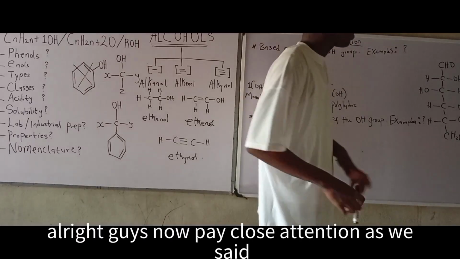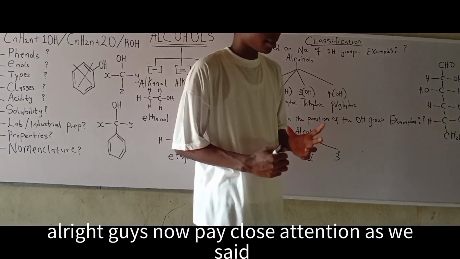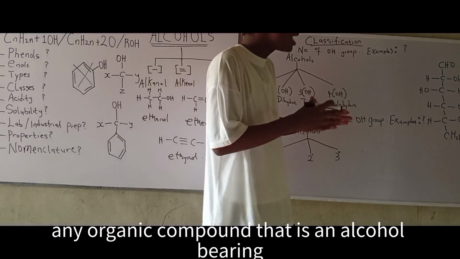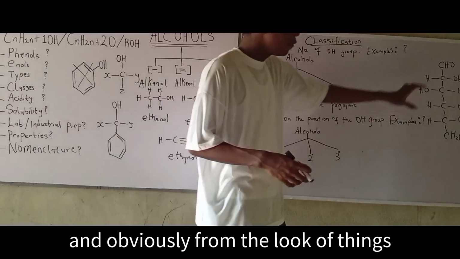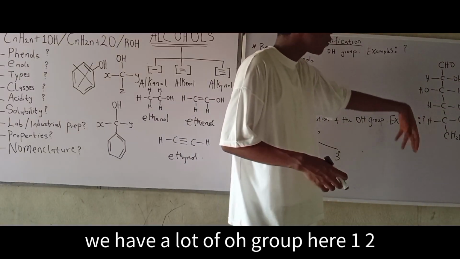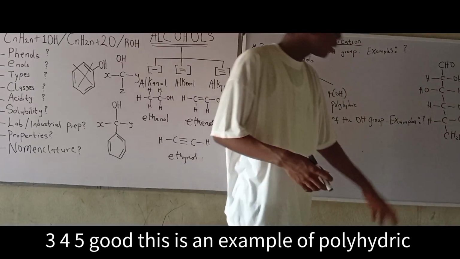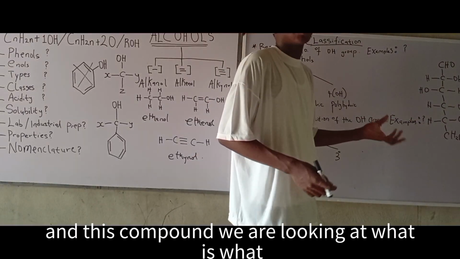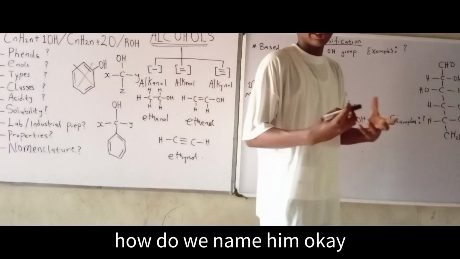Alright guys, now pay close attention. As we said, any organic compound that is an alcohol bearing more than 3 OH is called polyhydric. And obviously from the look of things, we have a lot of OH groups here: 1, 2, 3, 4, 5. Good. This is an example of polyhydric. And this compound we are looking at is glucose. Okay, so if we are to name this guy, how do we name him?